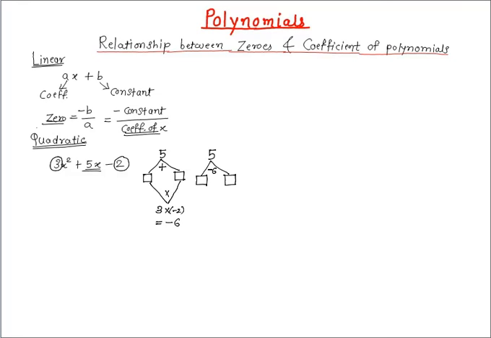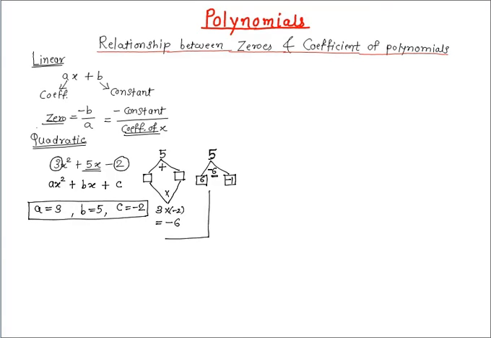Now just think, what can be those numbers? It can be 6 and minus 1. So if you add 6 and minus 1, you get 5. And if you multiply 6 and minus 1, you get minus 6. Now, if you compare this example with the general form of a quadratic polynomial, it is ax square plus bx plus c. What will be the values of a, b and c here? a is 3, b is 5 and c is minus 2.